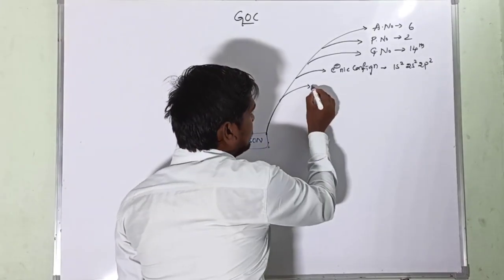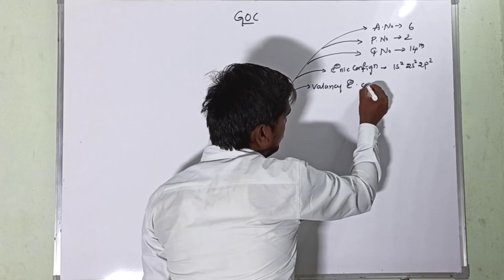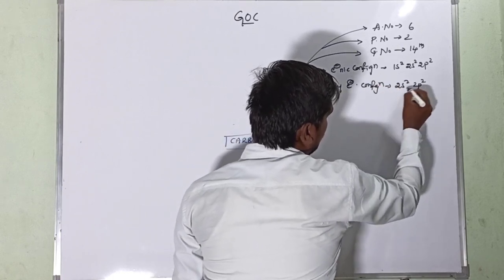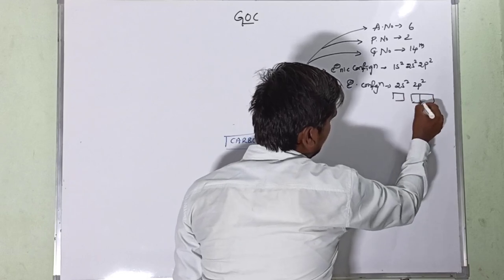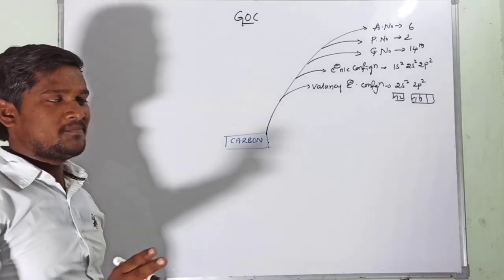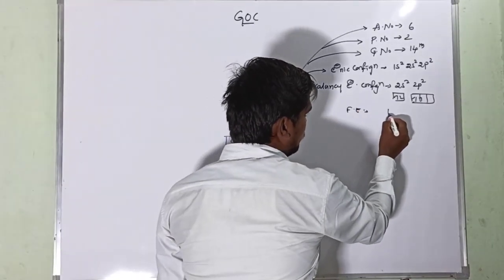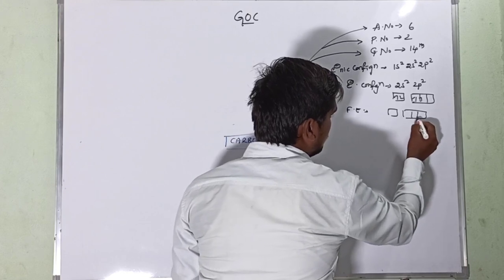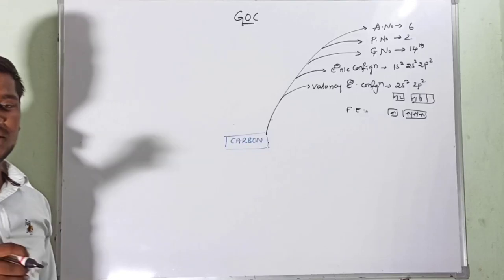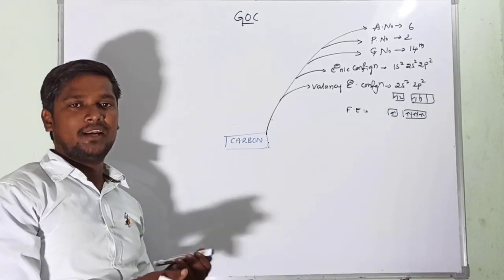Now again, the valency electronic configuration is 2s2 2p2. So this is the simplest valency electronic configuration of carbon atom. Here in the ground state, two unpaired electrons are available, but in the first excited state, 4 unpaired electrons are available. So that's why it has a large catenation power. Due to the catenation power, it forms a huge number of carbon compounds, that is nothing but our organic compounds.